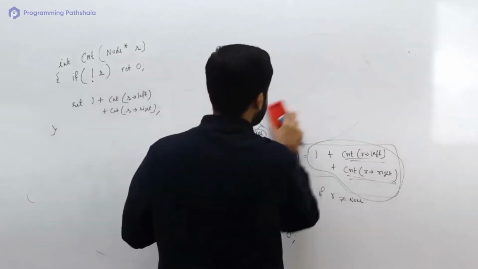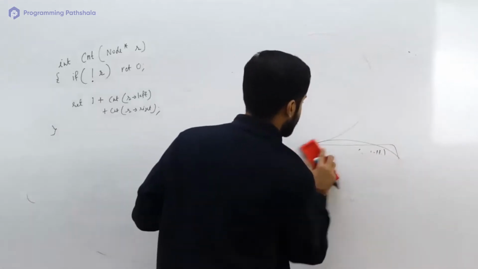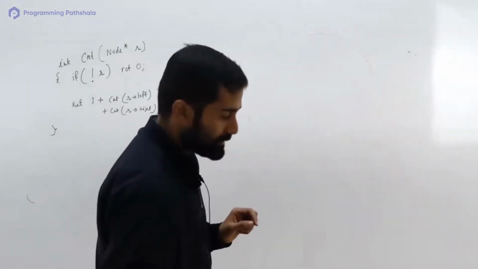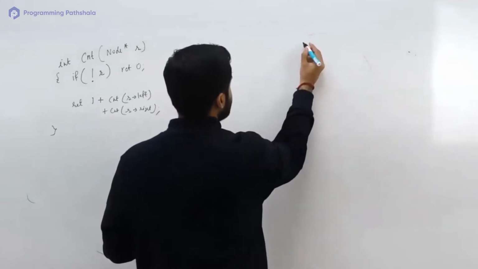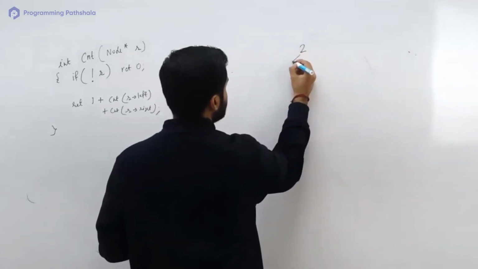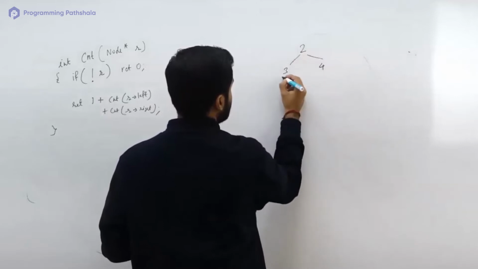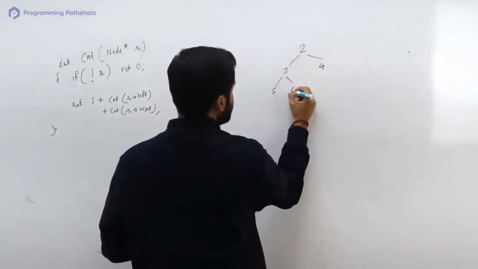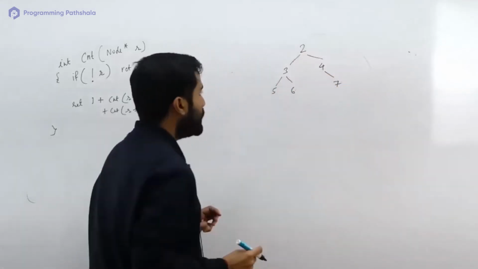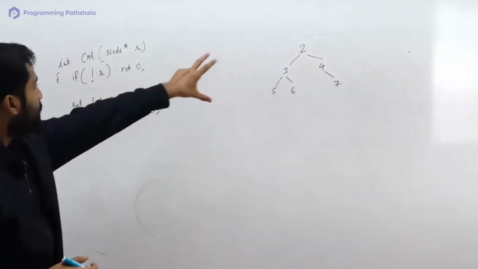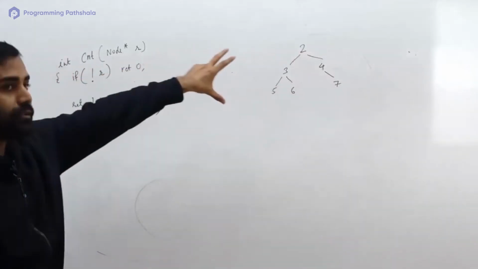For that, I would need an input. Let's say you have a tree that looks like this. 2, 3, 4, 5, 6, and let's say 7. Cool. This is your tree, and you want to run this code on top of that tree.